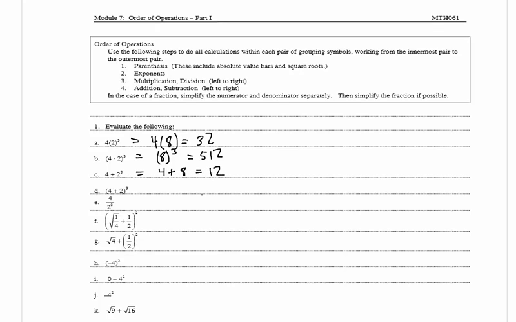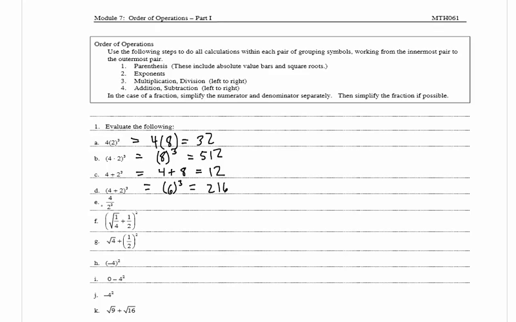In D, we have 4 plus 2, all cubed. And the first thing that we want to take care of is inside the parentheses. So we have 4 plus 2 is equal to 6. And then we're going to cube it. And 6 cubed is equal to 216.